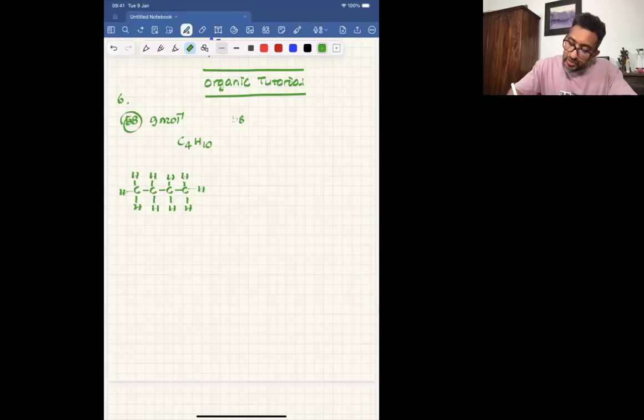C4H10. Or you can have this one, carbon, carbon, and then carbon. You can have the other carbon here. CH3, this is CH3, this is CH3, and this is hydrogen. This is also another structure that you can have. These are the two structures you can think of. Right? The possible structures for it.